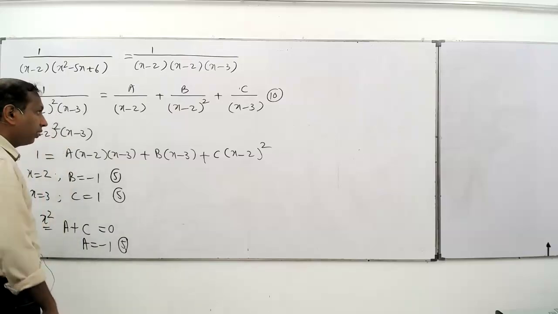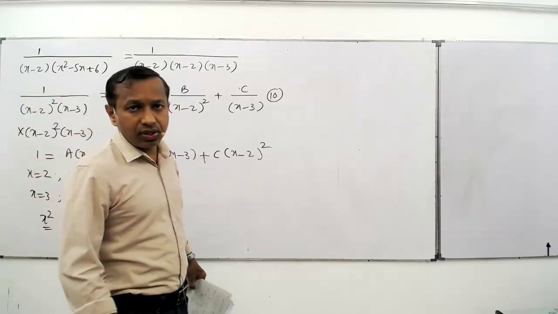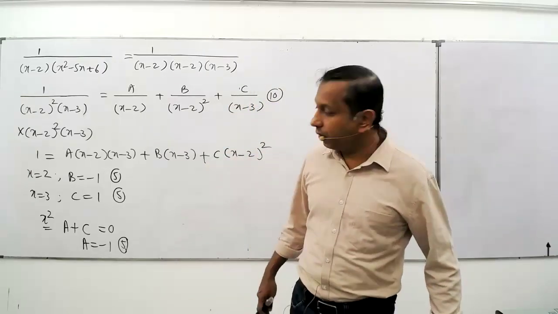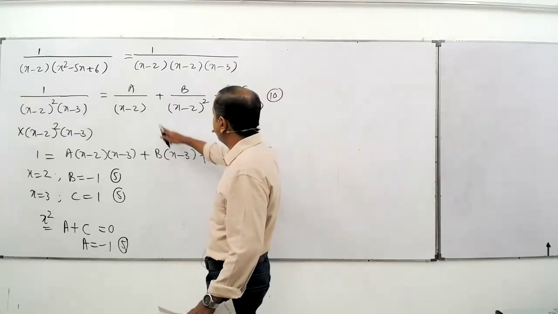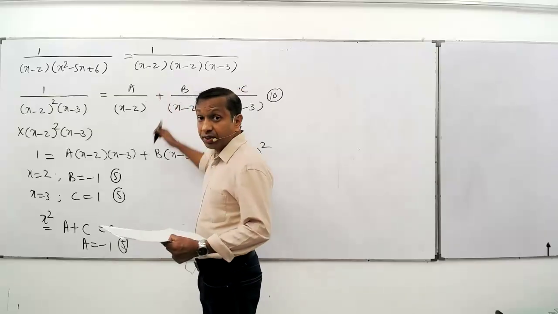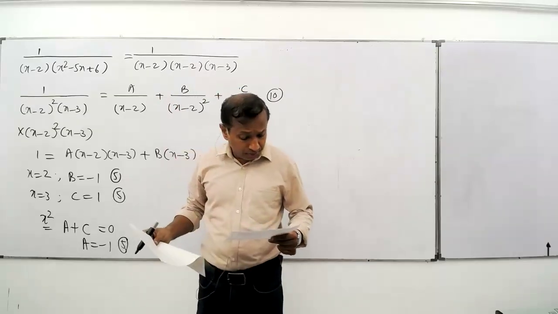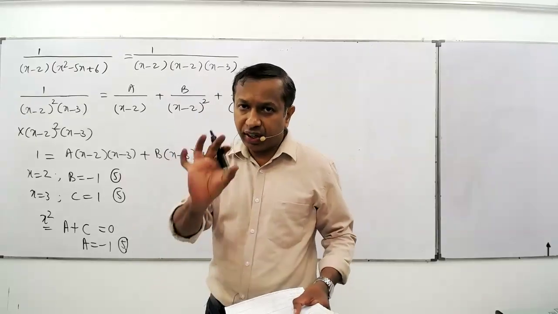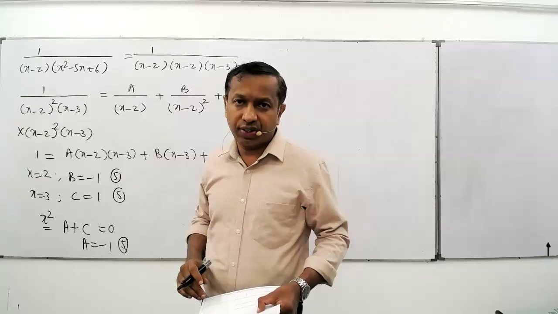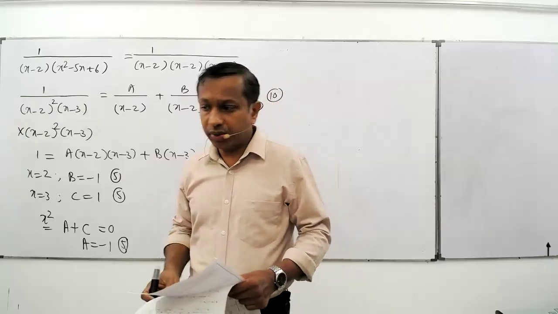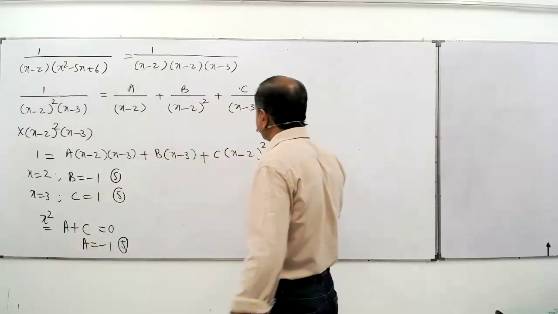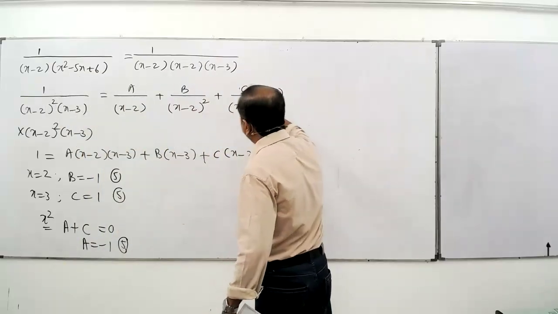Most of the time, students feel that finding the constants is enough and they leave it like this. Remember, you must substitute these A, B, C at these places and write the partial fractions, because the question asks to find partial fractions, not just the constants. Finally, you must give the partial fractions, otherwise you lose marks.